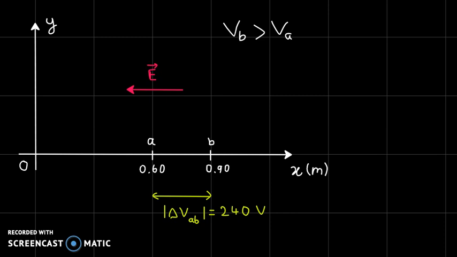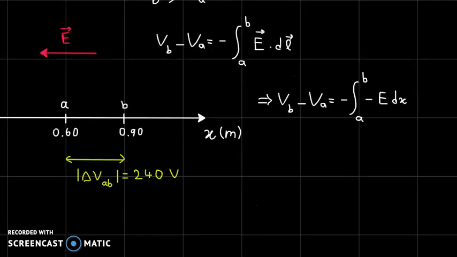In part B, we're calculating the value of E. How is E related to the difference in potential? Let's remember the formula. VB minus VA is equal to the negative of the line integral of electric field E over the path from A to B. So let's apply that to our problem.